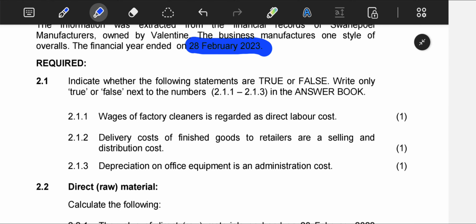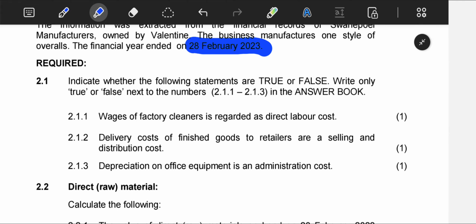It's not direct. And then, the following one, delivery cost of finished goods to retailers are a selling and distribution cost. What is to sell and distribute? It is when you are selling and distributing, delivering your final product to your customers. So delivery cost of the finished goods to retailers, yes, it will be a selling and distribution. So that one is true.